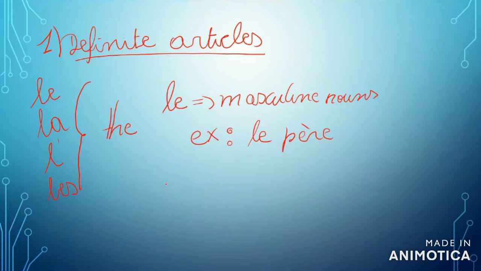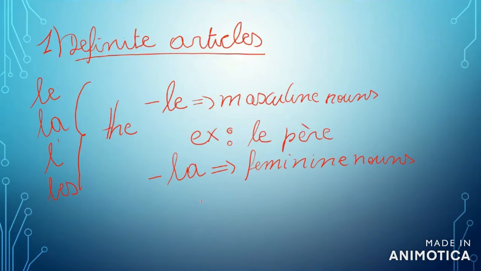Secondly, we have la. La is used in front of feminine nouns. So now we had father right here. Remember, we started with le, but now we are on la. So we have father, which is père in French. To say the father, I would definitely have to put le in front of it because le is the masculine gender for the definite articles.